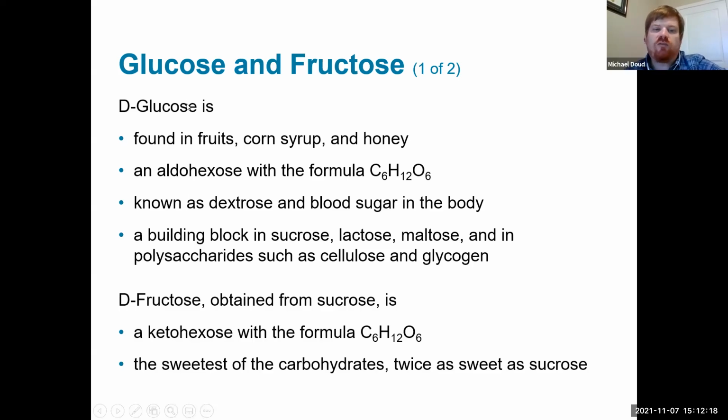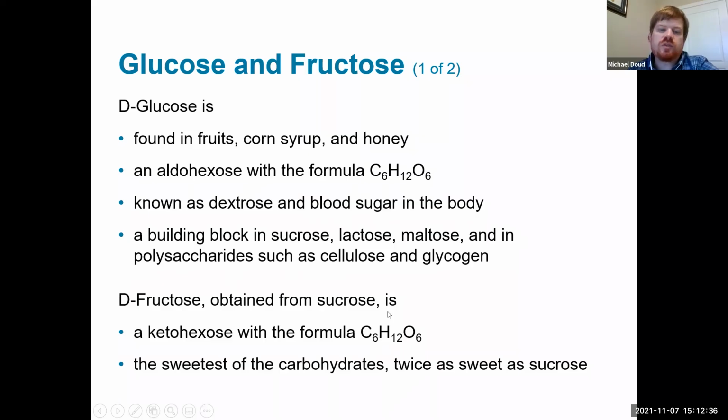Now, glucose itself will build up into sucrose, which is a disaccharide, lactose, again a disaccharide, maltose, a disaccharide, and then other polysaccharides like cellulose, which makes up cell walls, and glycogen, which is an energy storage matrix.